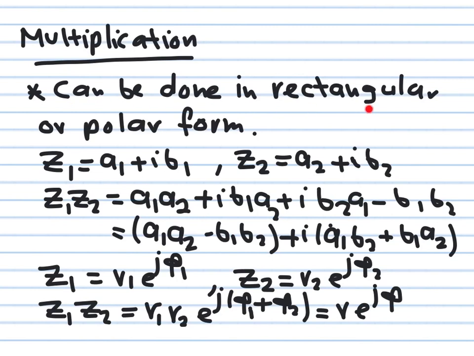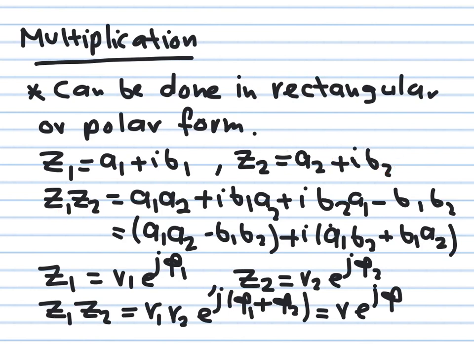Multiplication can be done in either rectangular form or polar form. I will show it for both. It's easier to do it in the polar form. So if z1 is a1 plus ib1, this is a complex number, this is its real part, this is its imaginary part. z2 is a2 plus ib2, this is the real part, this is the imaginary part.